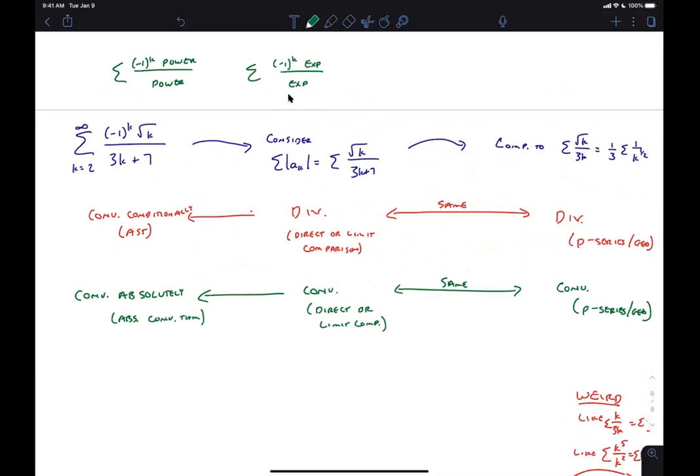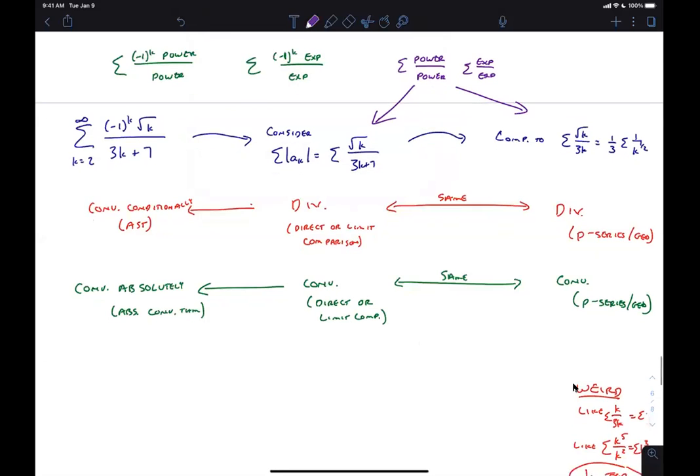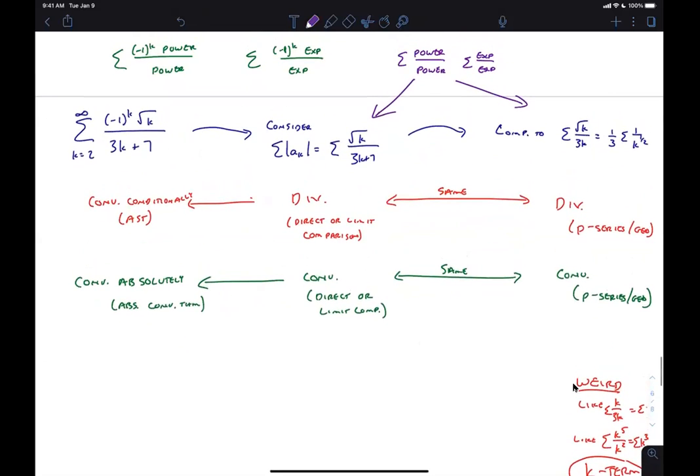If it's not alternating, if it's just power over power, or exponential over exponential, which is what most of ours are, then it's just the 2 on the right. You don't go back to this because it's not alternating. So these will always do the same, and it's going to be by one of the direct limit comparison, unless it's weird, in which case it's the k-term test.